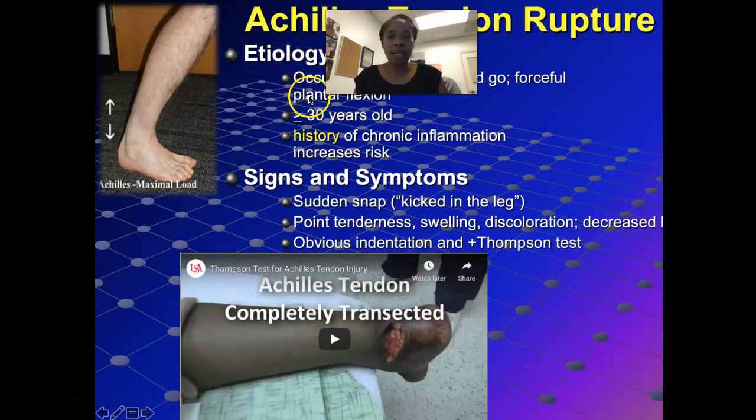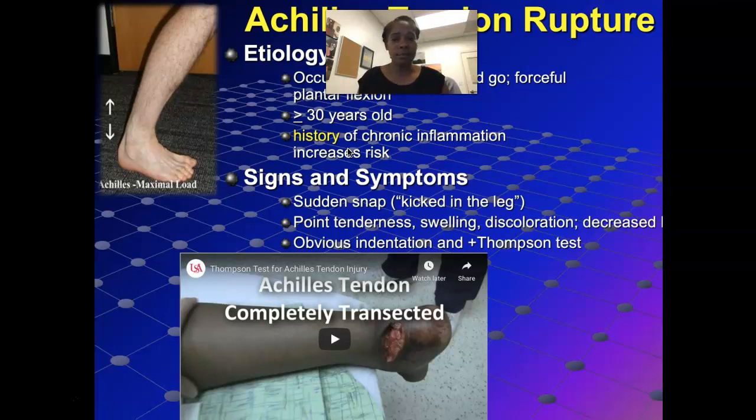So in terms of mechanism of injury, it occurs with a sudden stop and go. So like I stop and then I cut to go and then boom, there's a pop. It typically happens in those that are at least 30 years of age, but certainly could happen to anyone, right? I'm just giving you specific categories. And then what we know about this is the risk for Achilles tendon rupture increases if there's an inflammatory response. So what I alluded to earlier on.